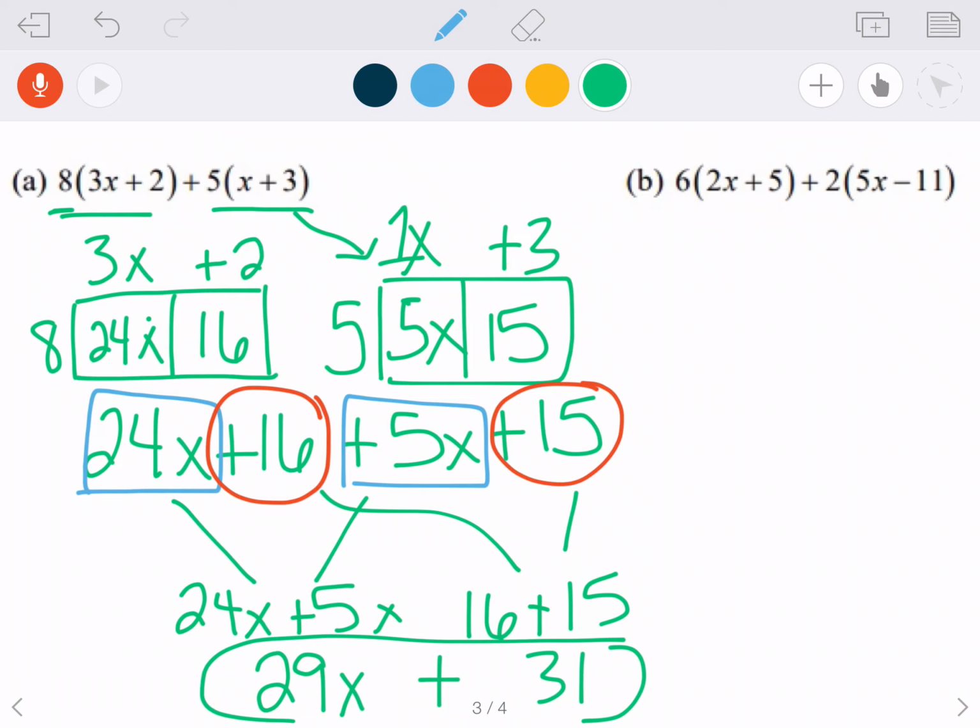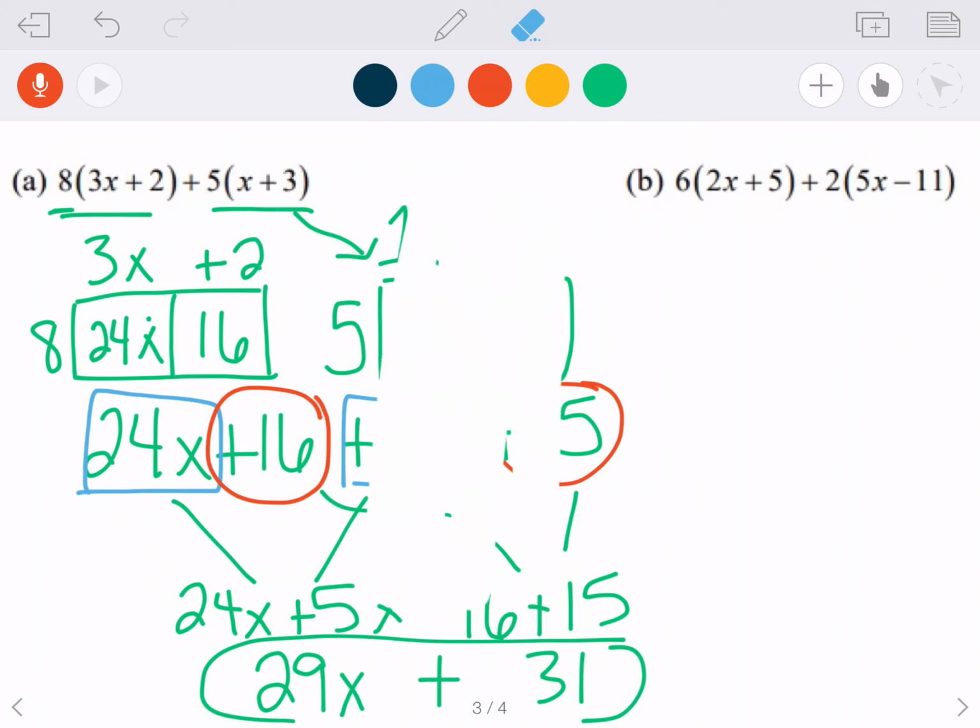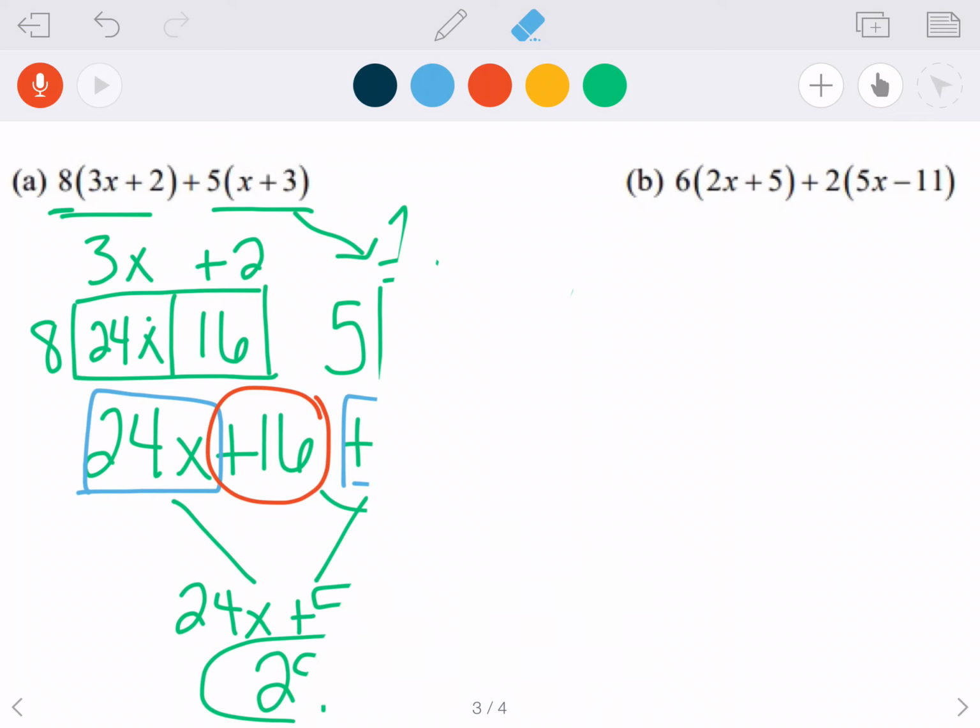So let's do this. I'm gonna erase just a little bit of this. If you need to, go back and watch the video and you can pause it where you need to. So we have another complex expression in B. 6 times 2x plus 5 plus 2 times 5x minus 11.